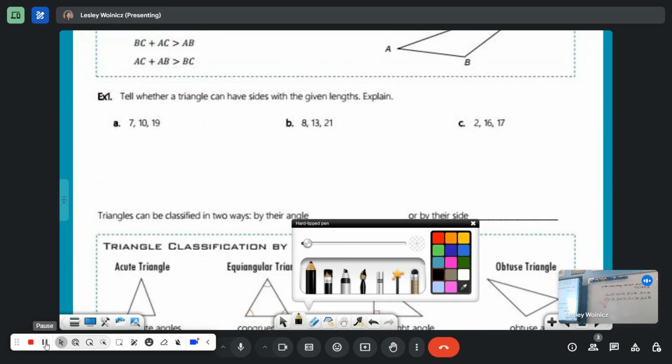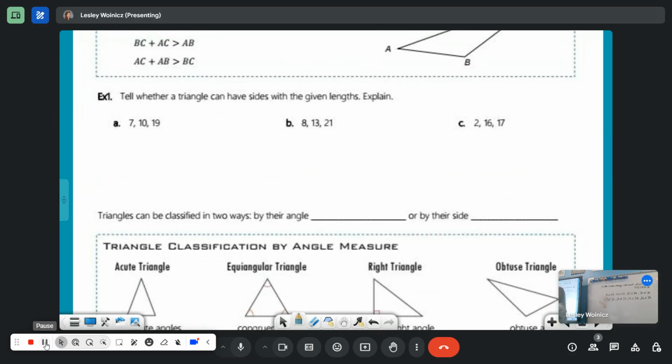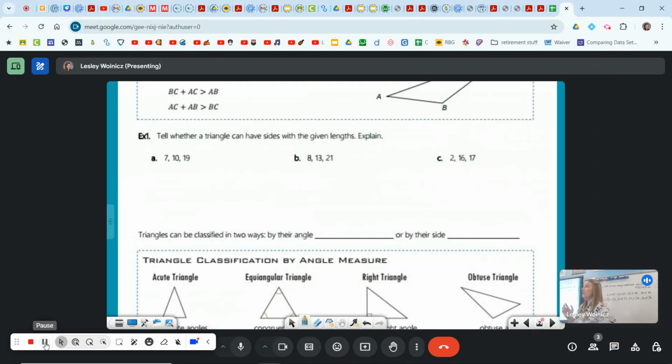So we did a couple of these with the video, so these should be very simple. Just take 2 seconds, check each of them. Remember, we only need to test the 2 smallest sides added together. You're welcome to test it periodically.